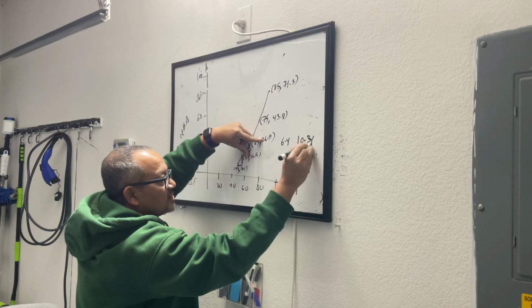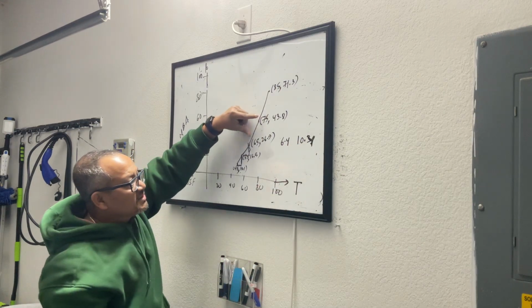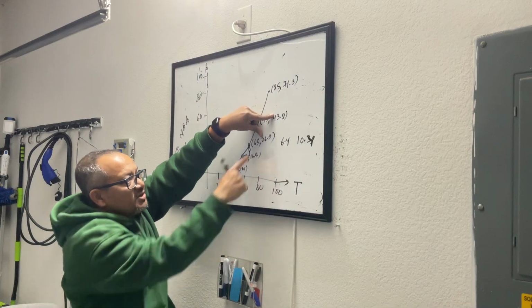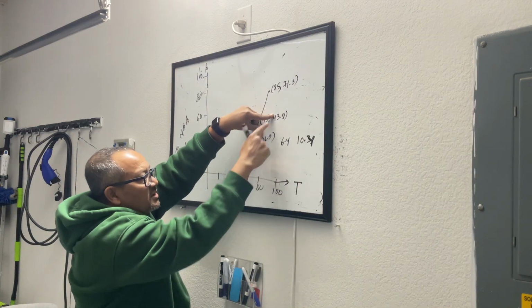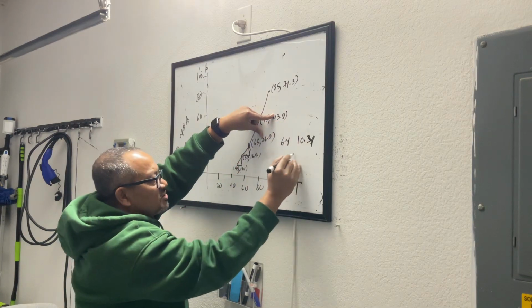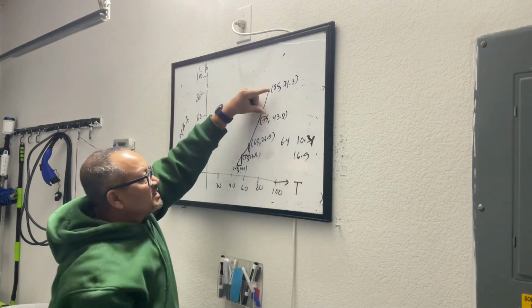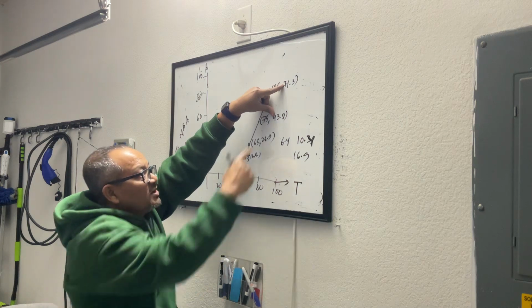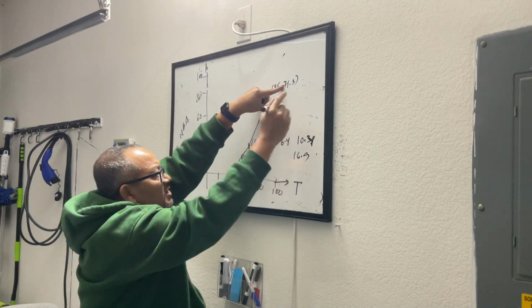So that's 10.4 actually. In this case, it changed from 26 to 43. So this is 17 minus 0.1, so 16.9. In this case, it changed from 43 to 71. So it's almost like 28, 27.5.